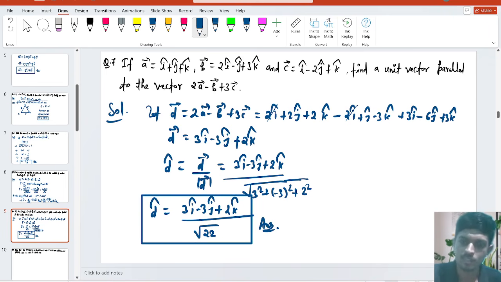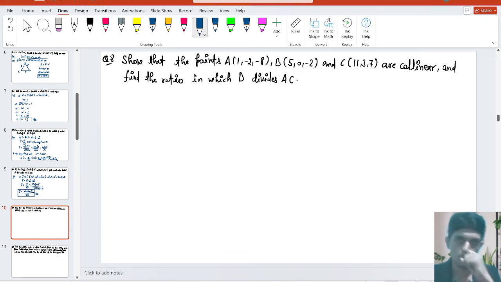So coming to the next. We need to show that the points A, B and C are collinear and find the ratio in which B divides AC. So the solution is what?